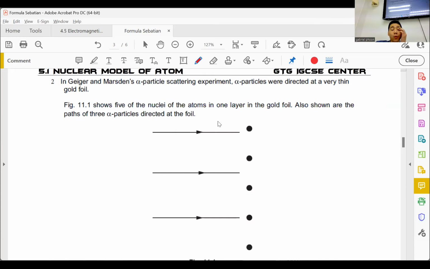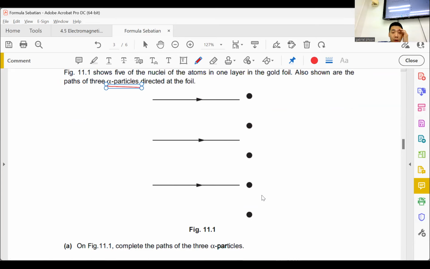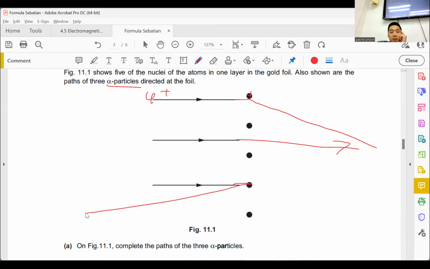If you look at the first question here, very straightforward. Figure 11.1 shows 5 nuclei of atoms in one layer of gold foil. Gold foil, it must be something related to Rutherford, right? Also shown is the path of 3 alpha particles. Complete the path of the 3 alpha particles. One kind of hits the nucleus a little bit, so it deflects a little. Alpha particles are positive and the nucleus is positive, so it goes through some form of repulsion. This one will go directly straight, and this one will obviously be deflected at a very large angle, which is essentially what you're supposed to do.